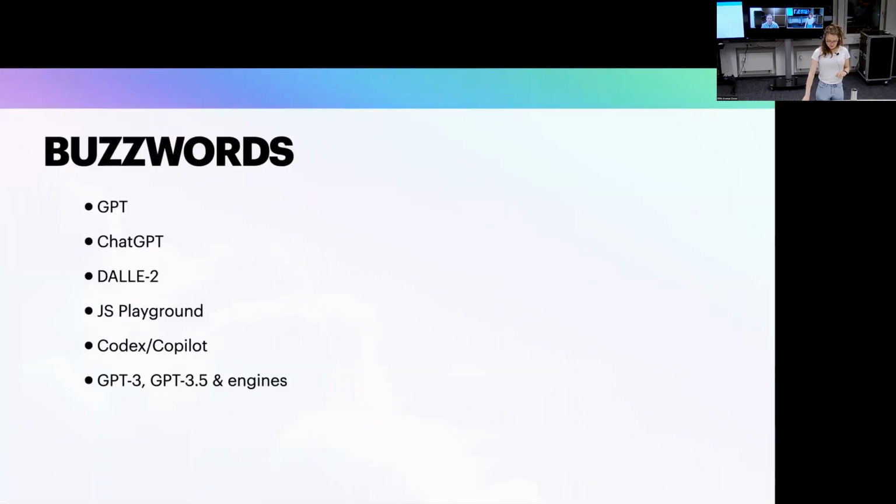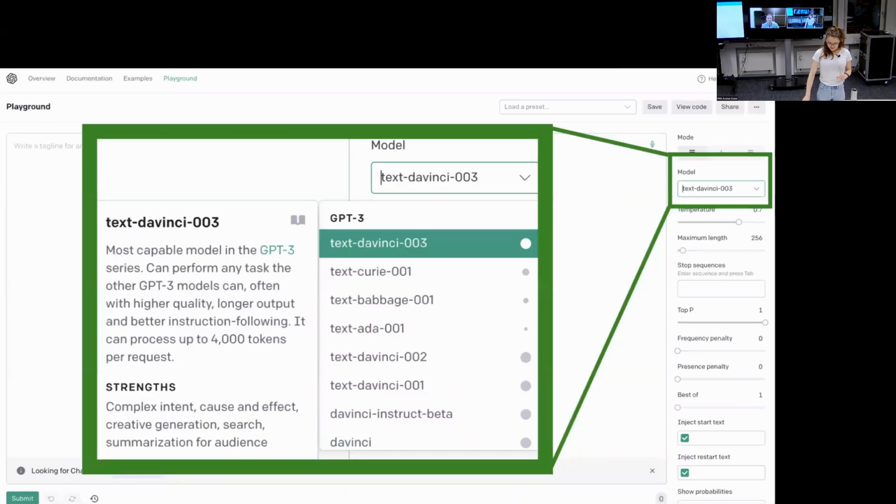Next buzzwords are GPT-3, GPT-3.5, and the different engines. So when you go to the OpenAI playground, which is where you build your prompt, you get to practice with it in this chat interface. You put input, you get output until this looks good. Then you click on view code, and then you put this with the API into your program.